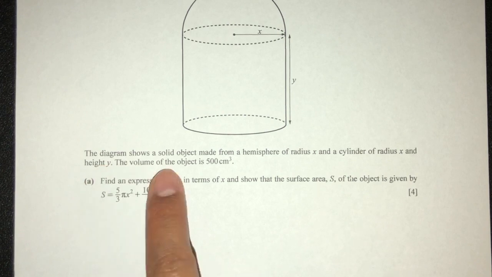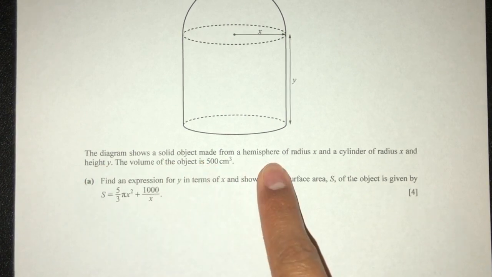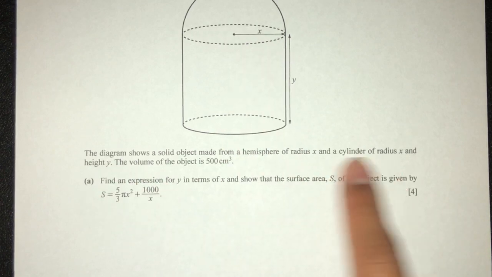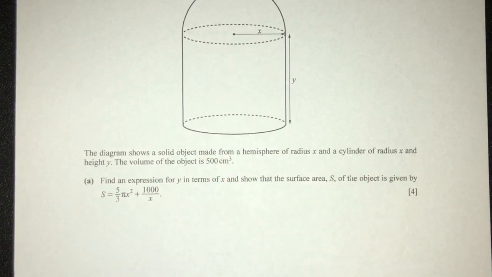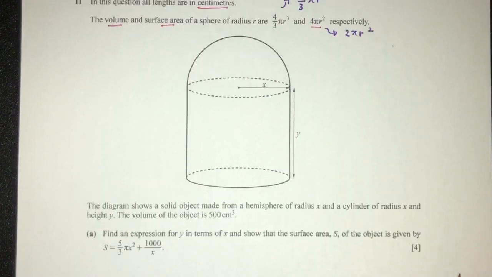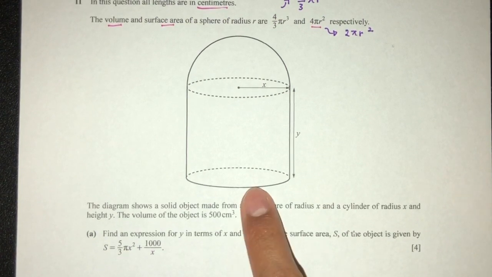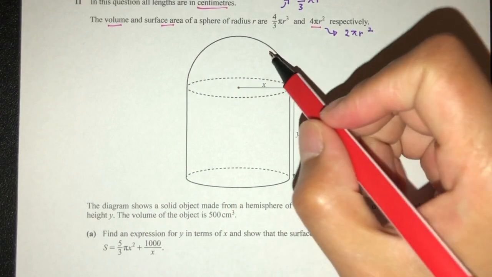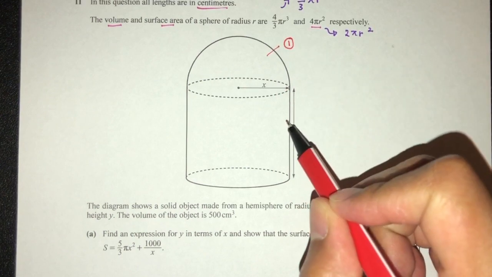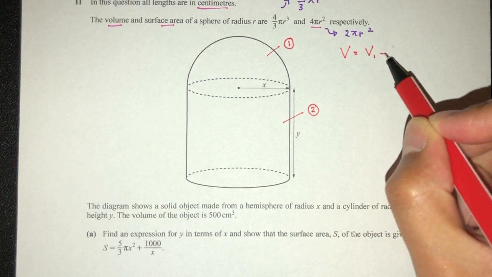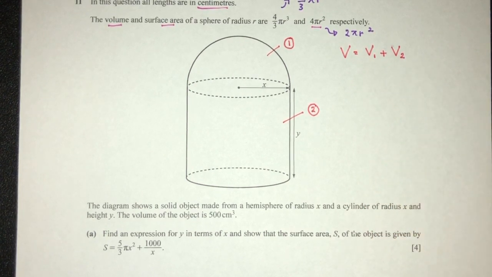So the diagram shows a solid object made from a hemisphere of radius x, as you can see right here, and a cylinder of also radius x, okay, two pieces. Now, what else do we know? We know the volume of the object is this. So first question is, how would you find the volume of this object? So logically, you know that this object is made up of two pieces, hemisphere and cylinder. Let's call this number 1 and this number 2. So volume will be volume of number 1 plus volume of number 2, obviously, logically.